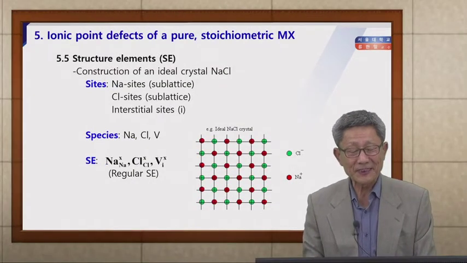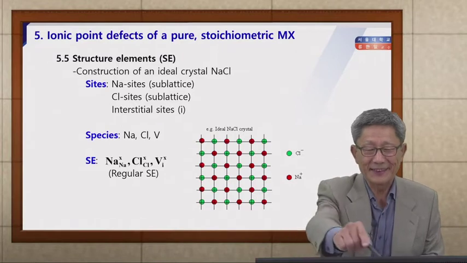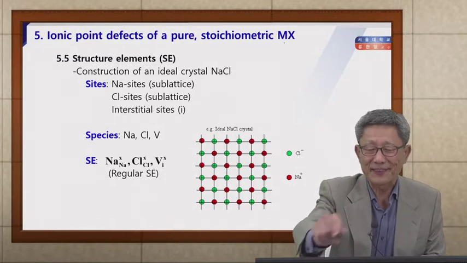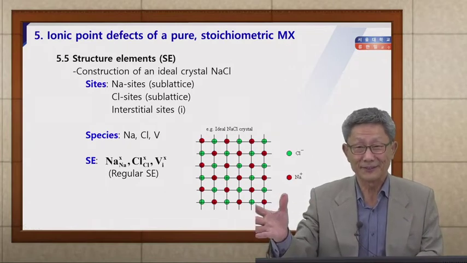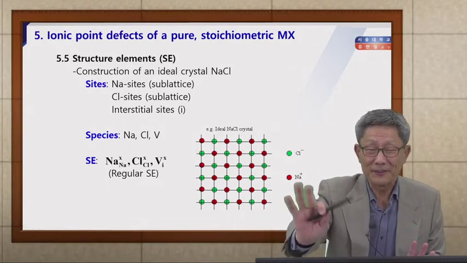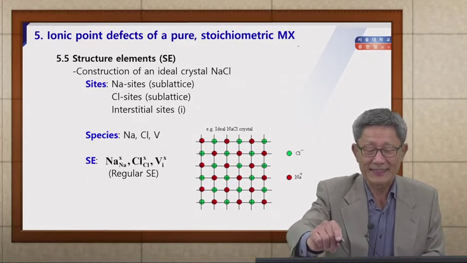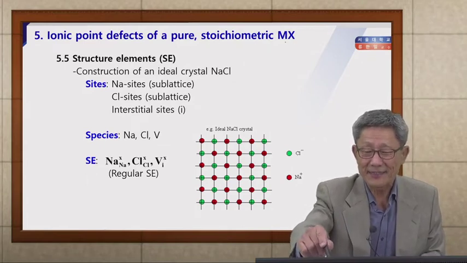Okay, then what kind of defects are possible in a pure stoichiometric compound, MX? I mean by pure, it's really pure. You know what I mean, right? Pure, no impurities at all. Only M and X. And stoichiometric means just M1 and X1.